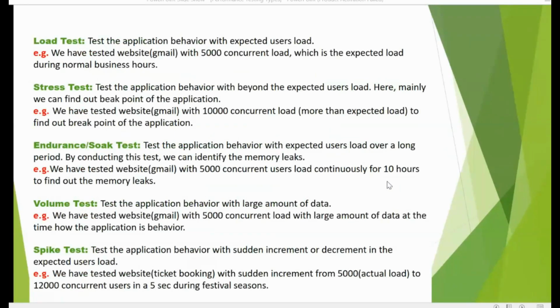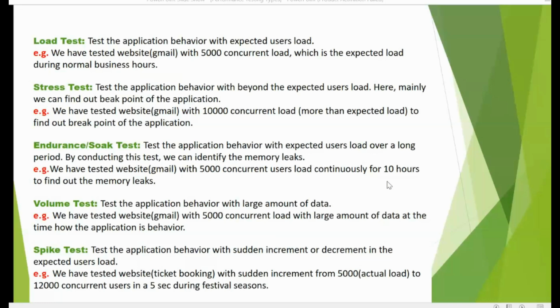Load test means testing the application behavior with expected user loads. For example, we have tested a website with 5000 concurrent load, which is the expected load during normal business hours. Next, let's discuss the stress test.